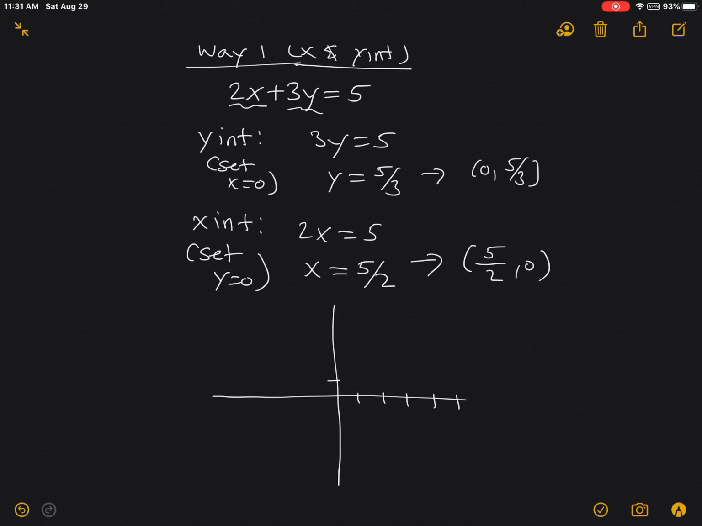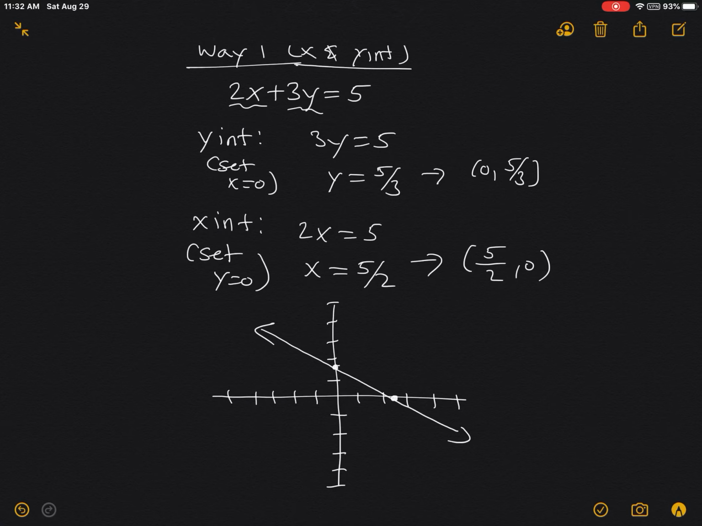1, 2, 3, 4, 5. You don't have to have everything all perfectly drawn, right? But you understand the idea, okay? So the x-intercept is 2.5, 0, right over here. And then there's a fraction right here. This is about 5/3, which is 1 2/3. So 0, 1 2/3, somewhere over here. So roughly, this is what your line should look like, okay?